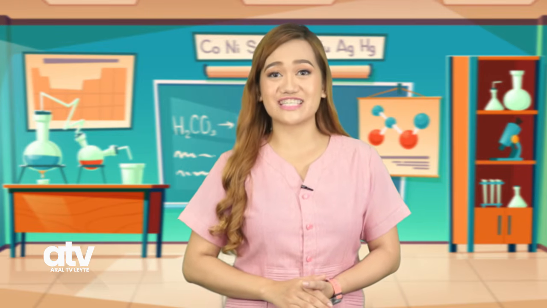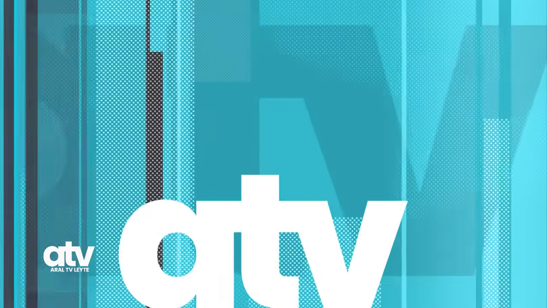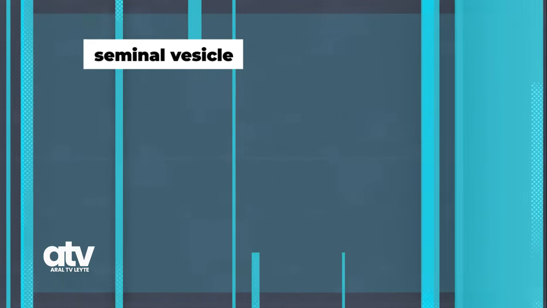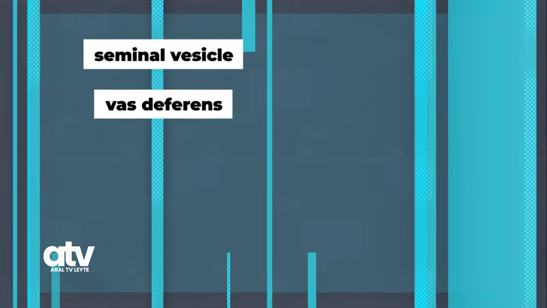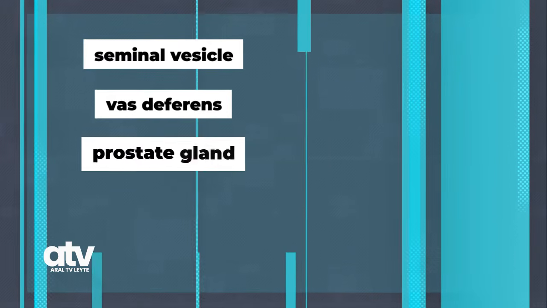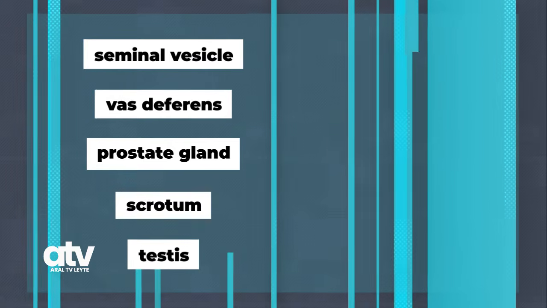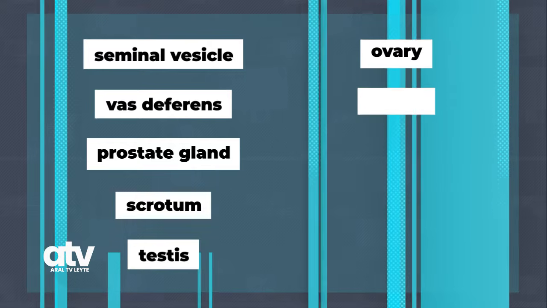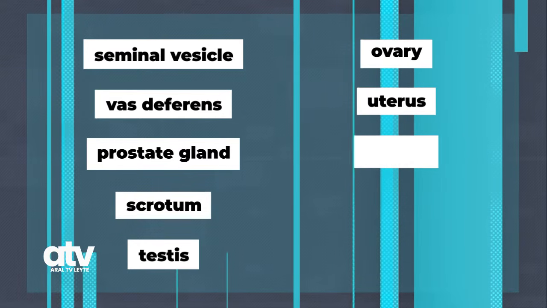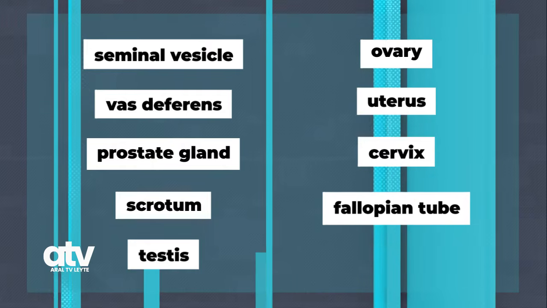The words you formed are some of the important external and internal parts of male and female reproductive system. Again, let's recall the words. Seminal vesicle, Vas Deferens, Prostate Gland, Scrotum, Testis, Ovary, Uterus, Cervix, Fallopian Tube, Birth Canal.